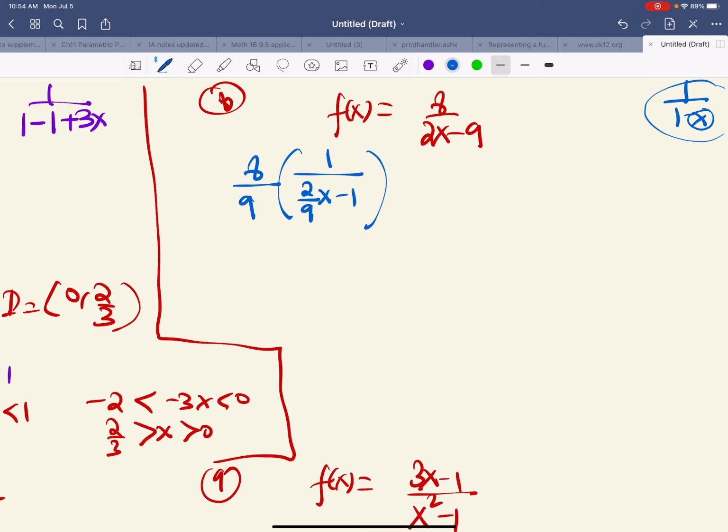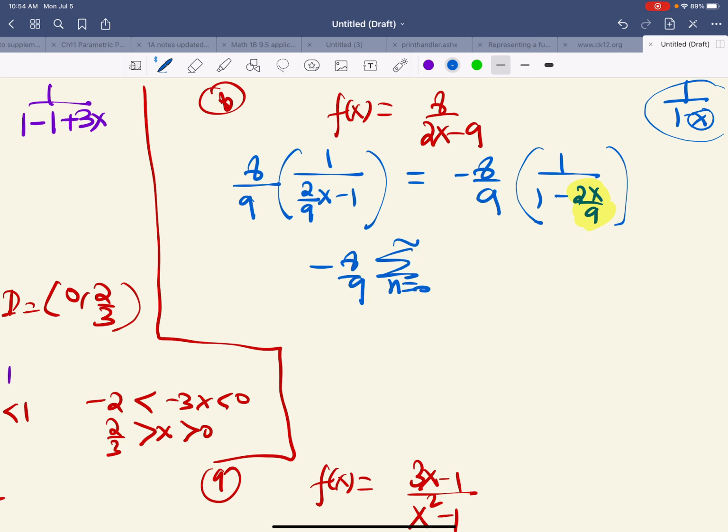Now we do want 1 minus x. We want 1 at the front, so I'm going to pull out a negative. 1 over 1 minus 2x over 9. Okay. Now that's my r in this case. So I'm ready to express the power series. Negative 8 over 9 times the summation from n equals 0 to infinity of (2x over 9) to the nth power. All we have to do is clean it up a little, and I do know I'm going to have convergence if the absolute value of 2x over 9 is less than 1.